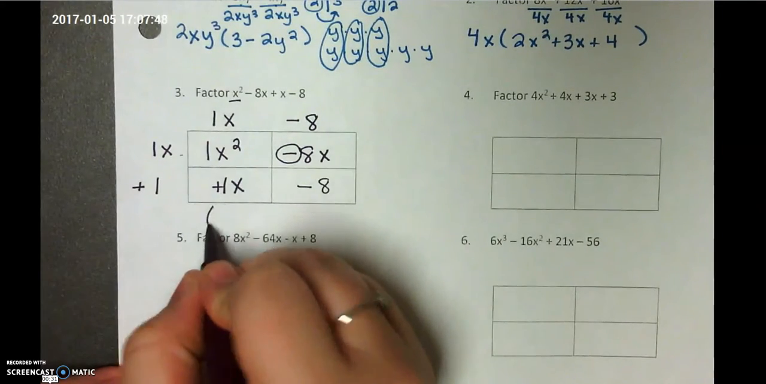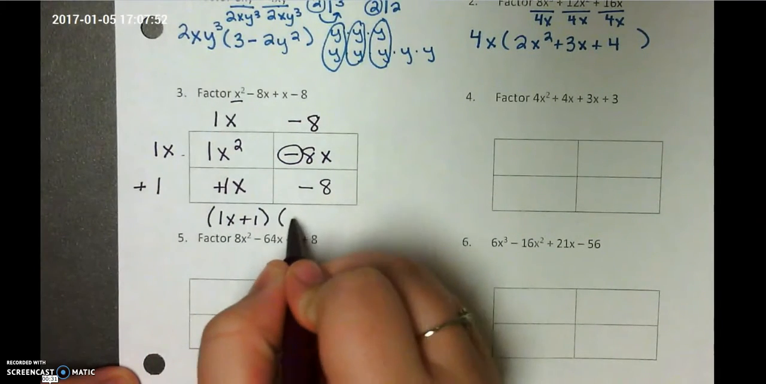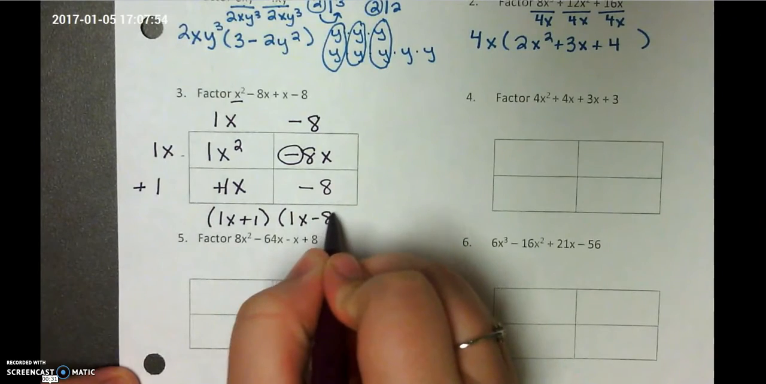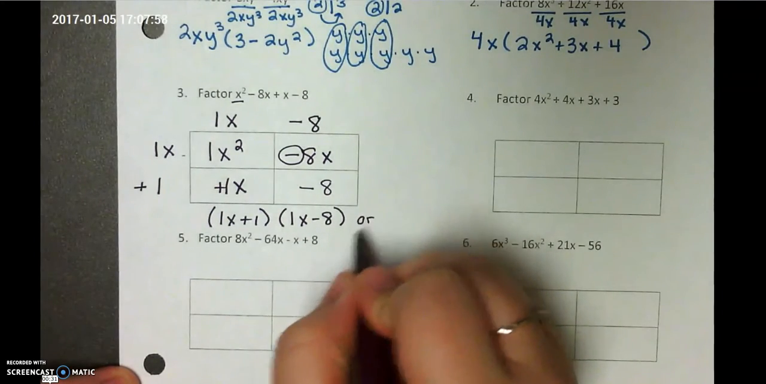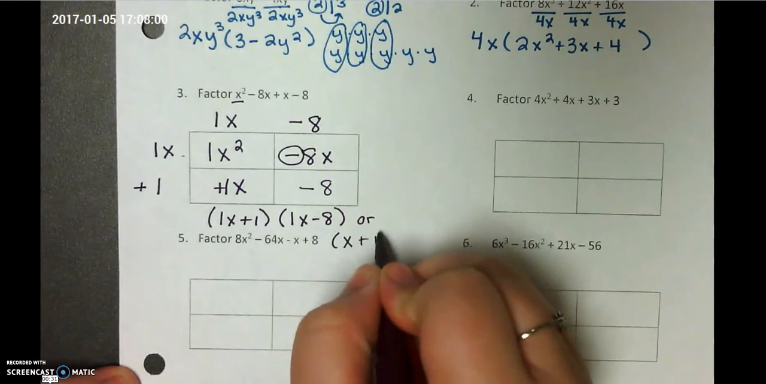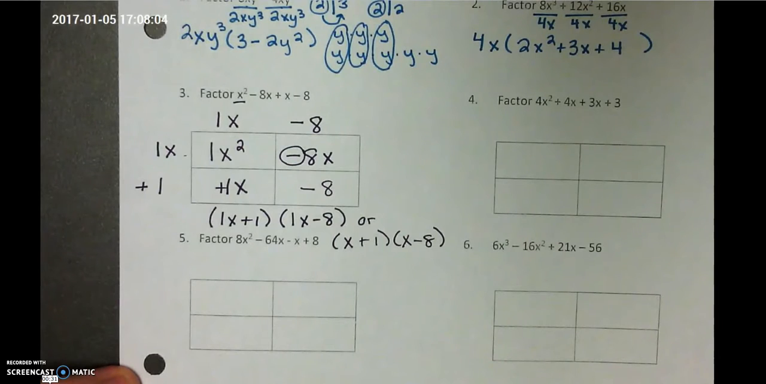So we're going to put our left side together, which is 1x plus 1, and our top together, which is 1x minus 8. We know the other answer we could see is x plus 1 and x minus 8, because normally we don't put the 1 in front of the x.